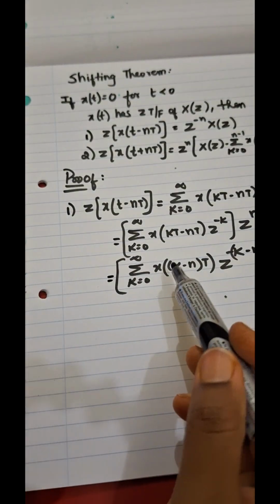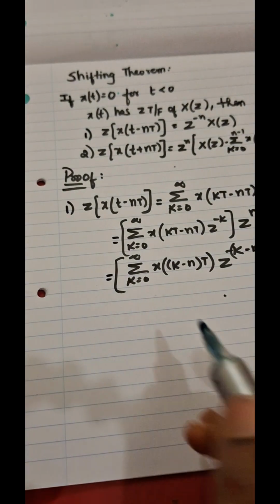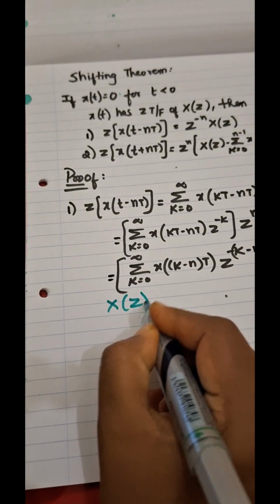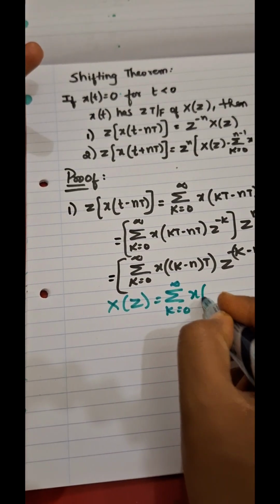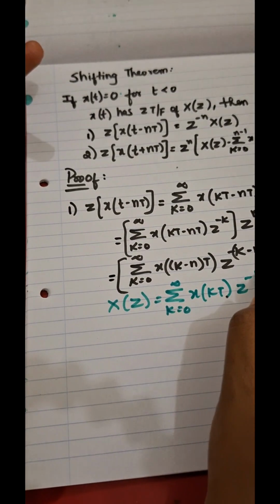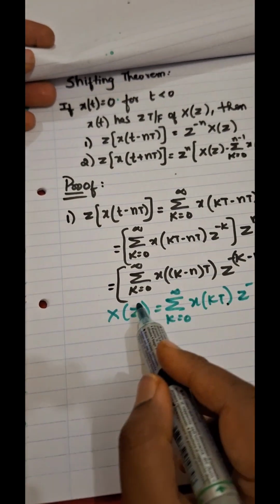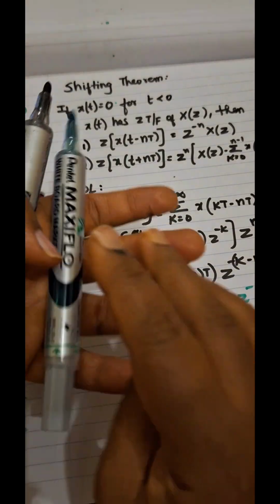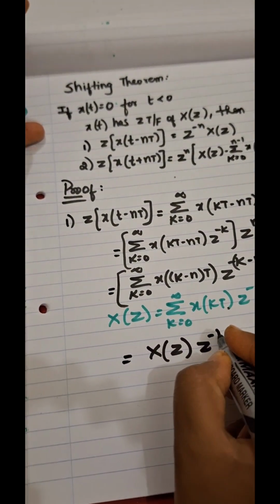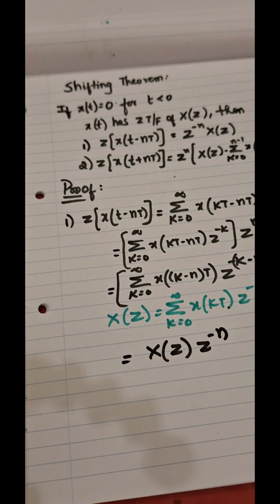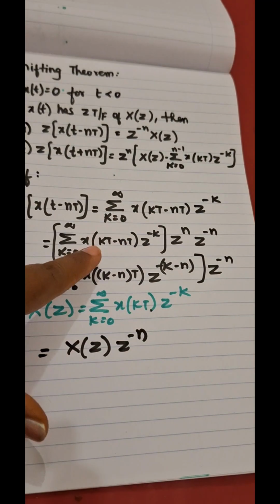So again this is the original equation. What is our original formula? X of z equals sigma k equals 0 to infinity x of kT z power minus k. Instead of k, k minus n is there. So the overall equation can be X of z, so this whole equation I can refer to as capital X of z, times z power minus n. That is the solution.